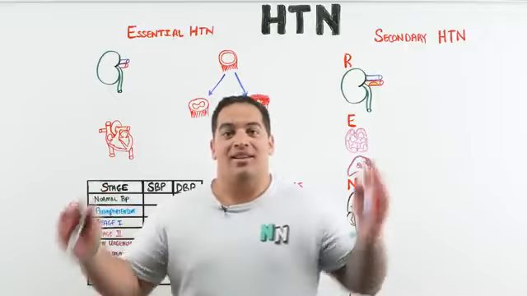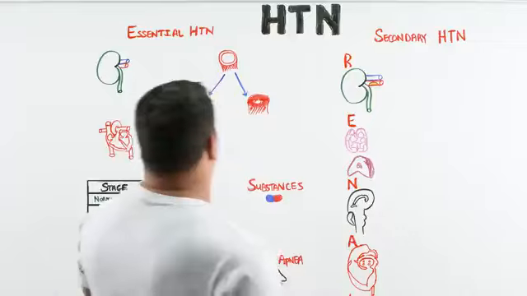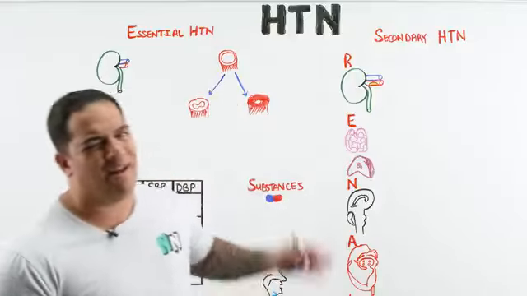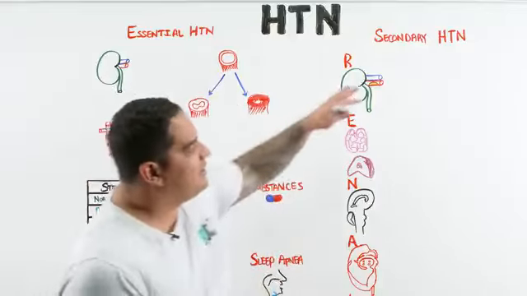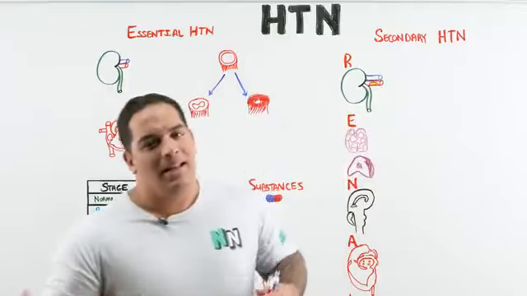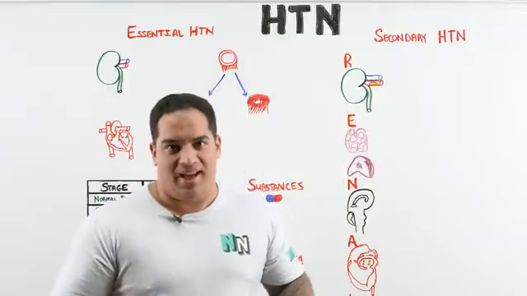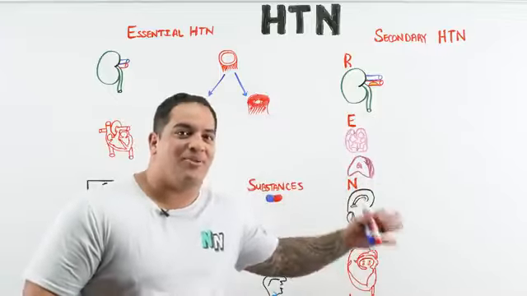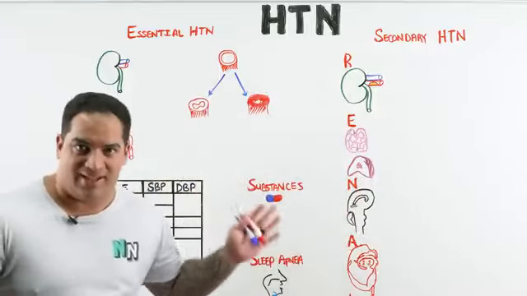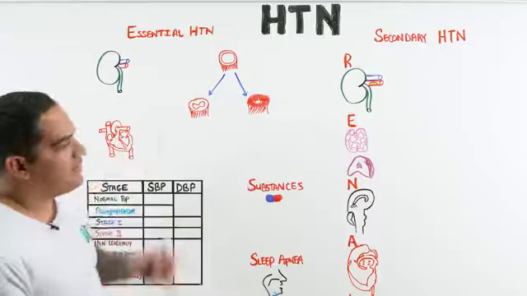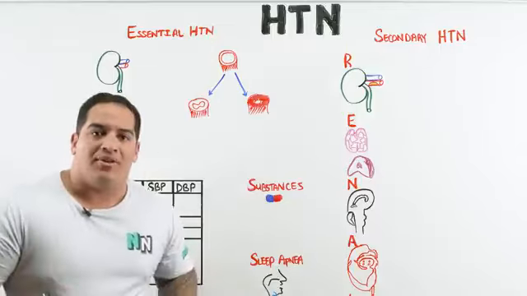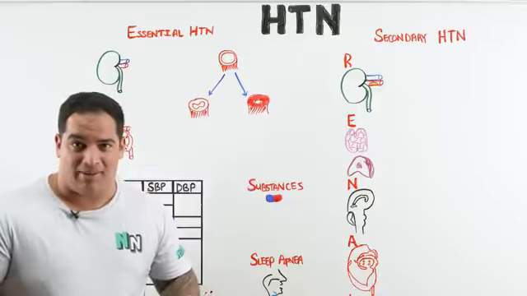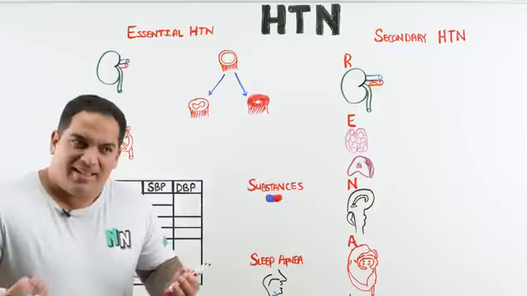All right, let's start talking about hypertension. So hypertension, first off, there's two types. There's essential, sometimes we call it primary hypertension. It's about 90% of cases. And then secondary hypertension. It's going to be less common, about 10% of cases. So on your boards, they love to test you on these, but in real life, most patients suffer with essential hypertension.